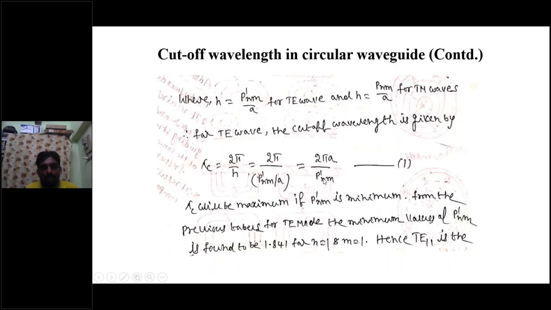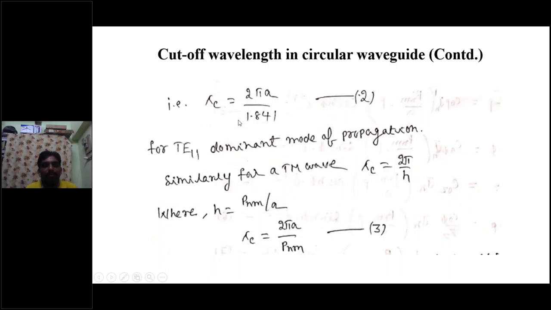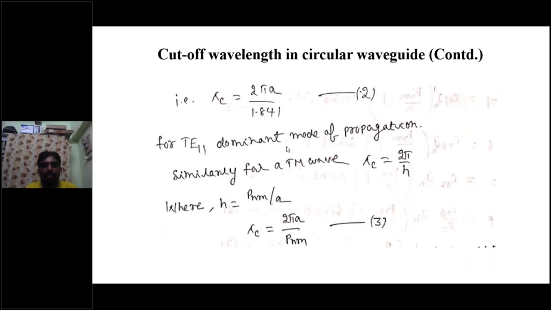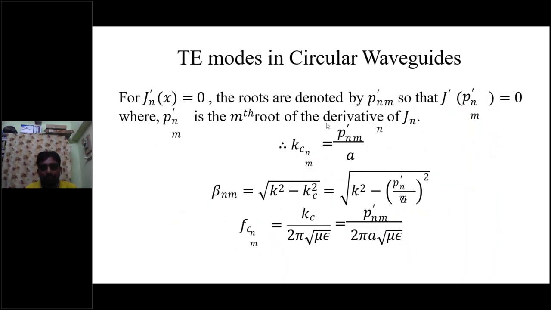What I already showed is 2 pi a by p dash nm, and from the table I observed 1.841. I showed the table for n is equal to 1, m is equal to 1, hence in circular waveguide TE11 is the dominant mode. And similarly for TM waves, the cutoff wavelength expression is 2 pi a by p nm, and in this case, according to the table, we can take approximately 2 point something value. This we got for TE11, and this is the cutoff wavelength, how to find that one.